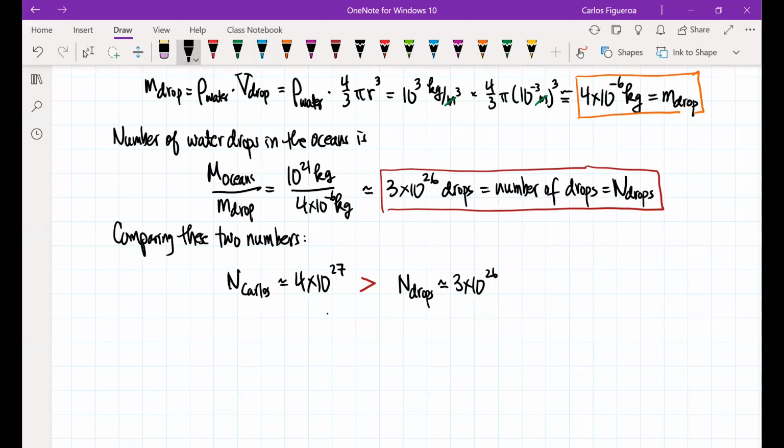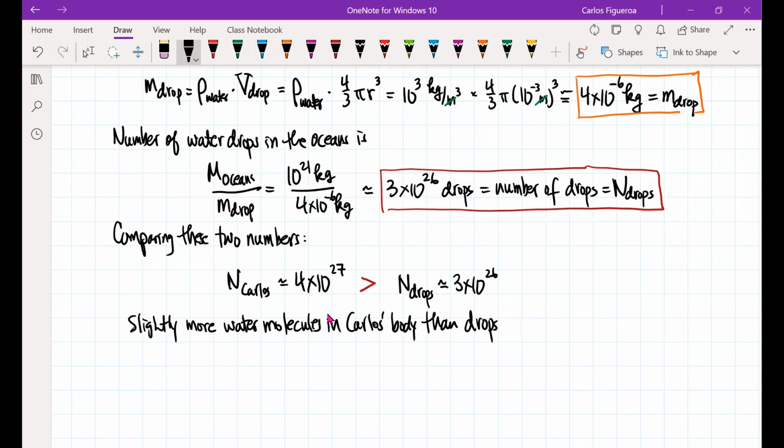So what this is telling us is that there are slightly more water molecules in Carlos's body than drops in all the oceans of the world.